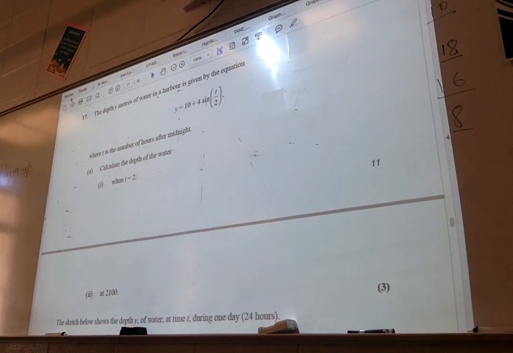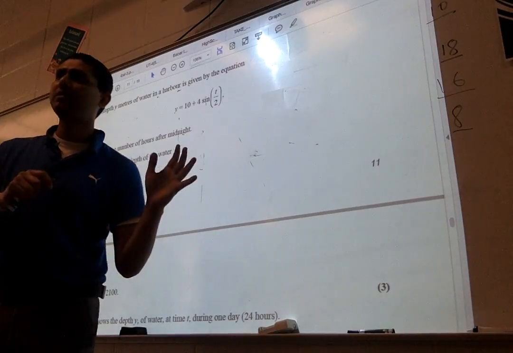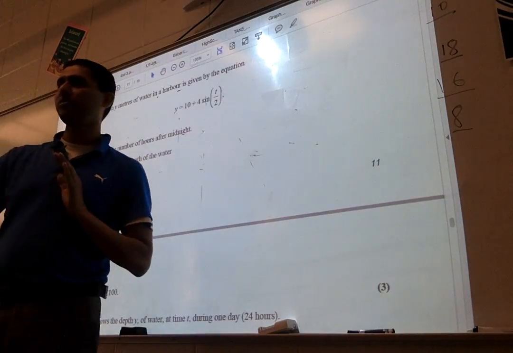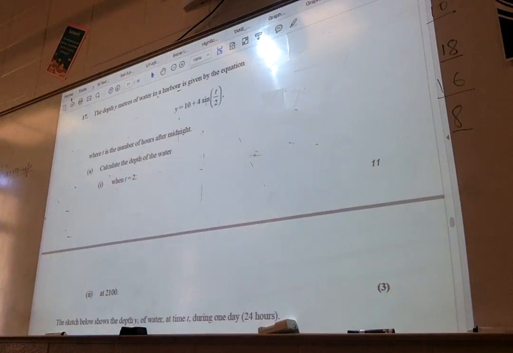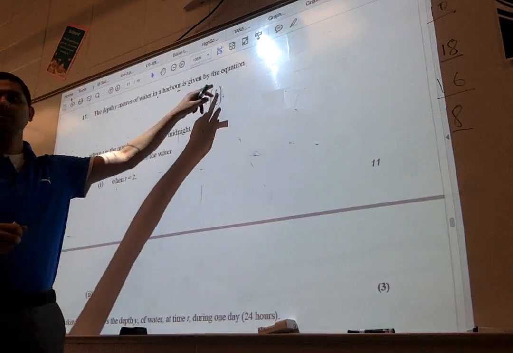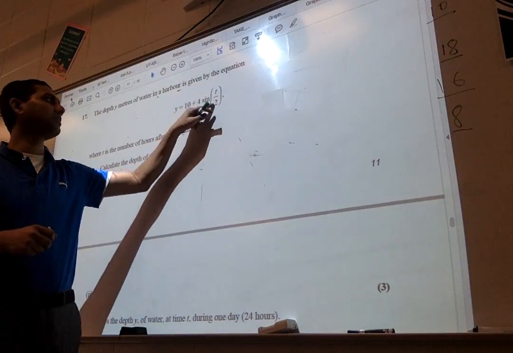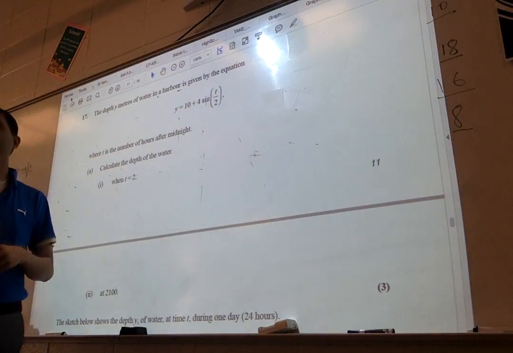The depth y meters of water in a harbor is given by the equation y is equal to 10 plus 4 sine t over 2. Now, one thing you've got to remember, whenever you're doing calculator trigonometry, it should be in radian mode. Your calculator should be in radian mode, not in degree mode. So, where t is the number of hours after midnight, calculate the depth of the water when t is equal to 2. So, just directly plug in t equals 2 here and the sine of 1, and what's the calculator value?